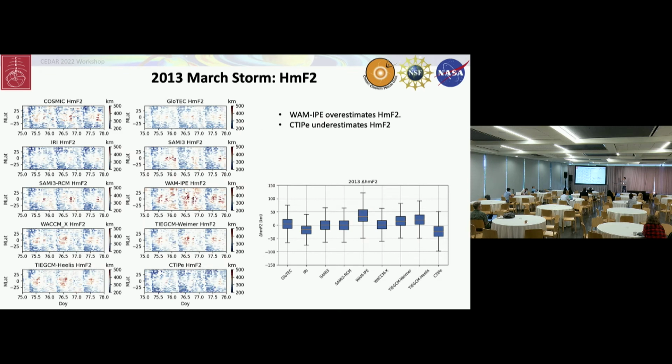And next, we evaluate the ionosphere layer HMF2. Again, compared with TEC and FOF2, you can see the variation is significantly larger than the previous parameters. In this case, we find that the CTIP overestimates the HMF2 and the TIEGCM underestimates the HMF2 compared with COSMIC 2 observations. But all our models show quite good results, and the quantity is actually comparable to the COSMIC observations during this time.